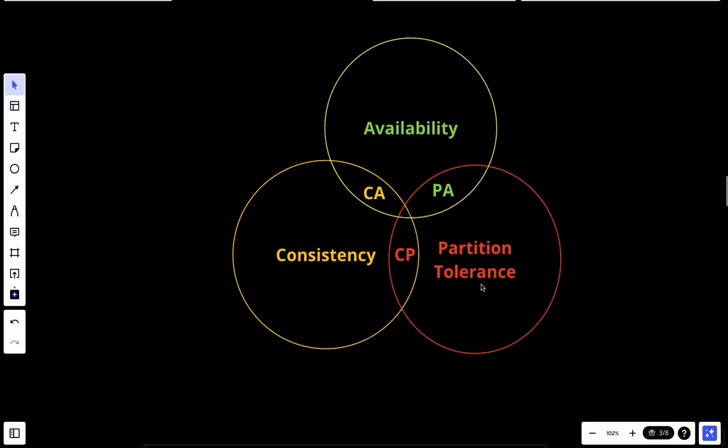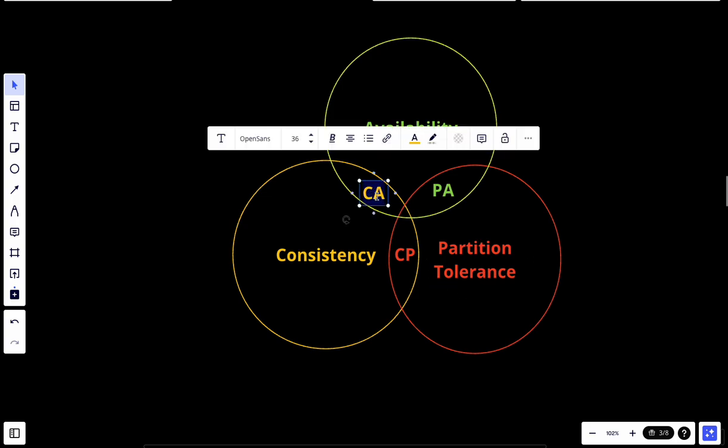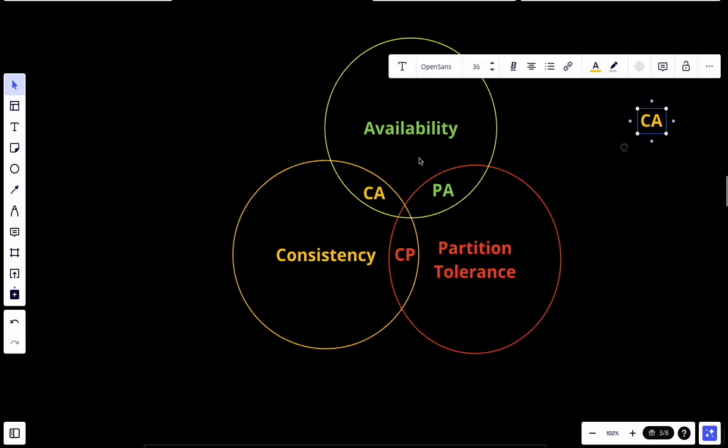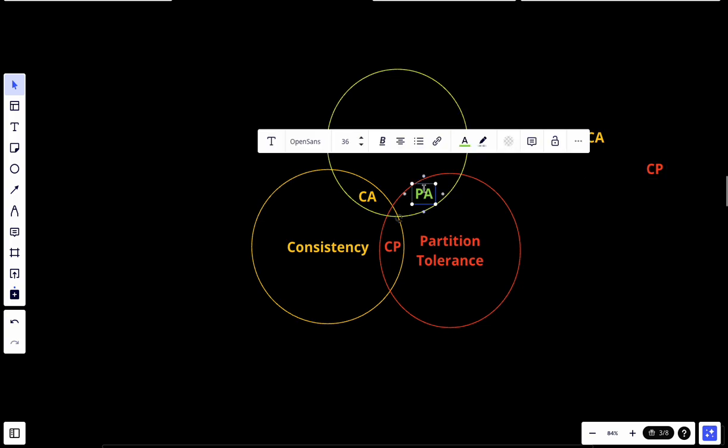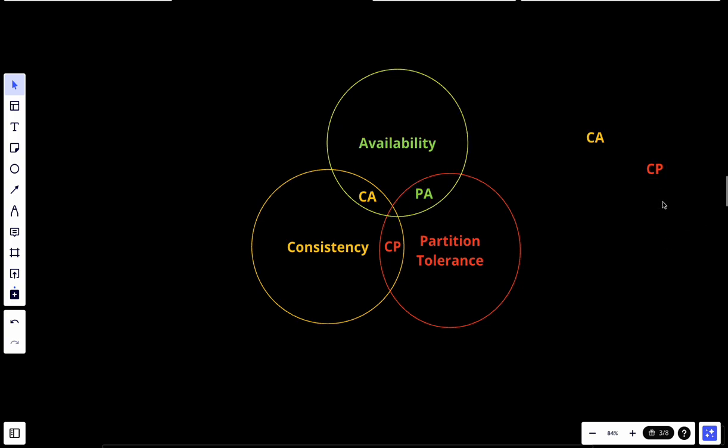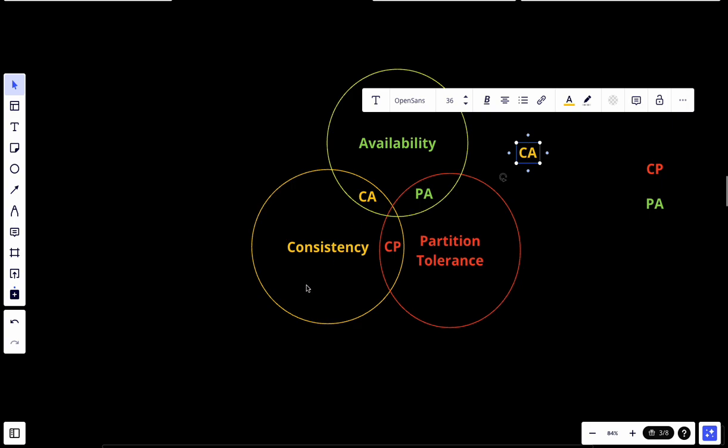It's quite important to understand this, because most of the time your choice will be between a CP system or an AP system, availability and partition tolerance. Let's say that we have a CA system, availability and consistency, and we sacrifice partition tolerance. But since we have a distributed system, network failures are not something we can avoid. We cannot afford to avoid partition tolerance. Because of that, a CA system is not a real world system.